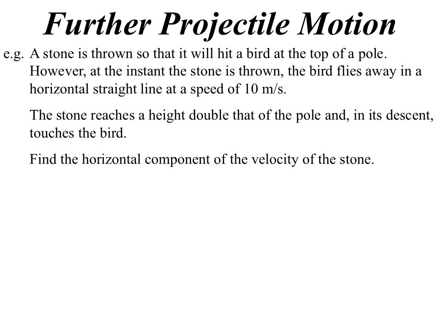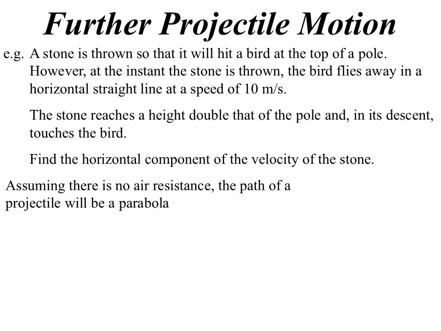However, as soon as I throw that stone, the bird flies away at a speed of 10 meters per second, but you see it's a really stupid bird. The stone will end up reaching height double that of the pole, and then when it comes down it hits the bird anyway. The reason I say it's a stupid bird is the bird should have flown towards me, not away from me, and then it wouldn't have got hit. Find the horizontal component of the stone.